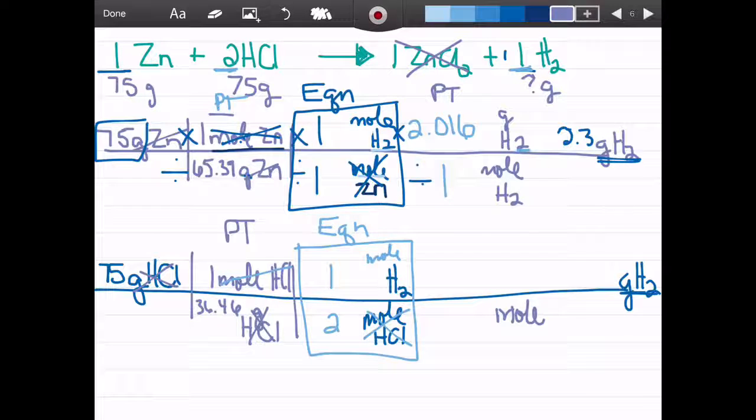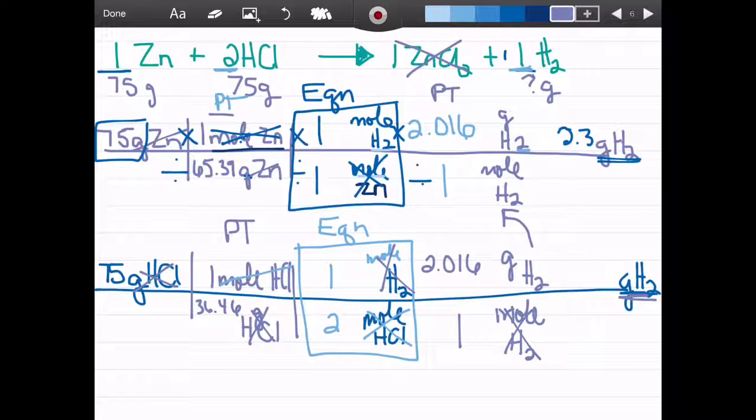And if you look at this last step, it should look familiar to you because it's the same as the one up above because we're going to the same goal, so we should end up with the same last step. So I can literally take my mass of hydrogen from above and put it down here in this problem. My moles of hydrogen cancel out and I'm left with grams of hydrogen.